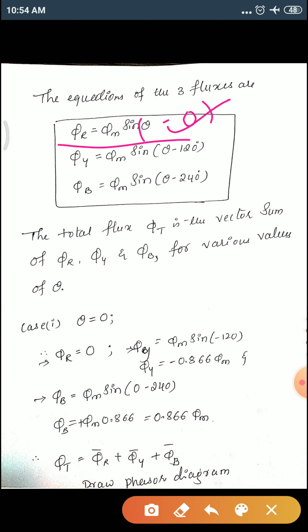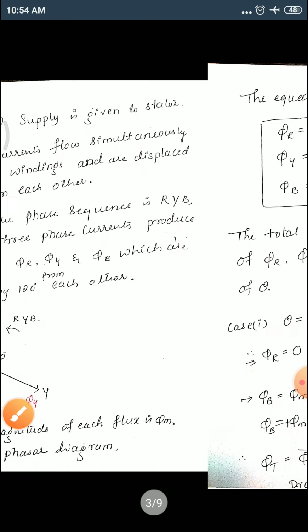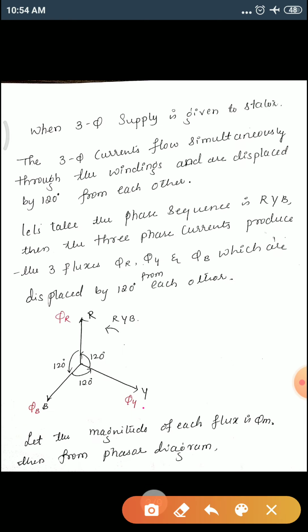Then phi Y, the second phase, will be equal to what? Phi m into sine of, and it is going to be produced with respect to R, so we have to write it with respect to R, as we have taken R as the reference.